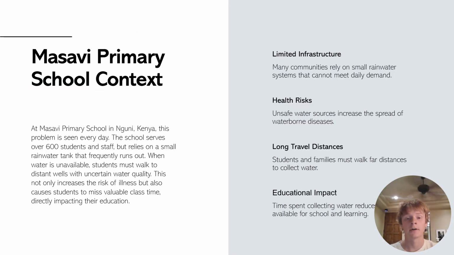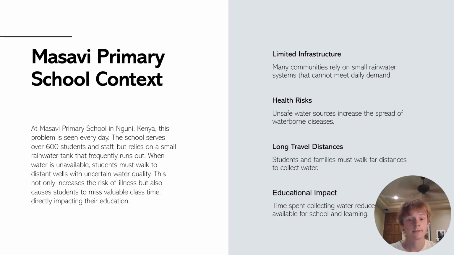At Masabi Primary School, this problem becomes much more clear when you look at the actual situation. The school serves over 600 students and staff, which creates a significant daily demand for water. Even at a minimum estimate of about half a gallon per person per day, that comes out to roughly 300 gallons needed every single day. Right now, the school relies on a small rainwater tank, which isn't able to consistently meet the demand, especially during dry periods when rainfall is limited.